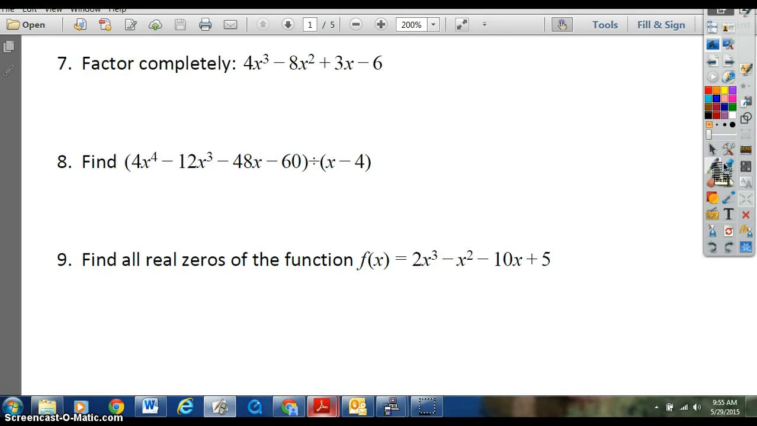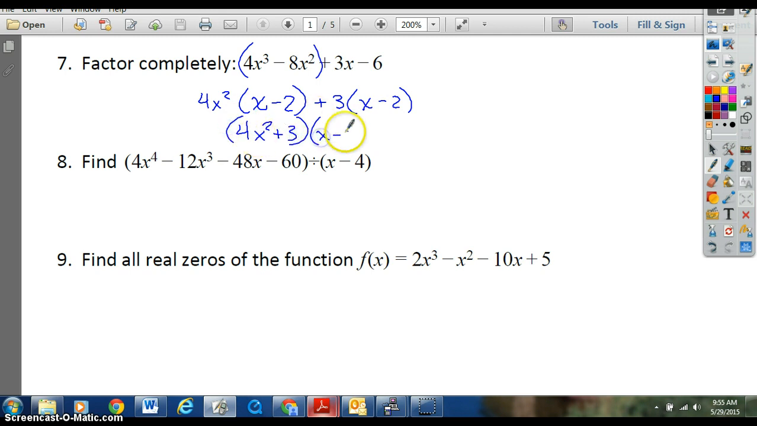So what I'm going to do is factor by grouping. This is a 4x squared I'm going to pull out. Leaves me with 1x minus 2. Go pull out a 3 here. It's going to leave me with 1x minus 2. So I'm going to get 4x squared plus 3 times x minus 2.